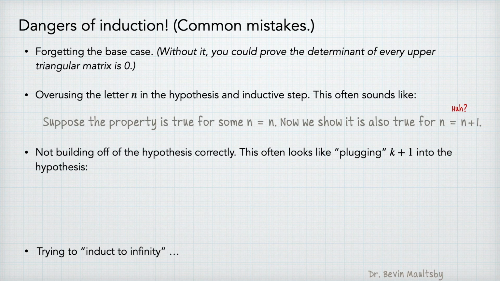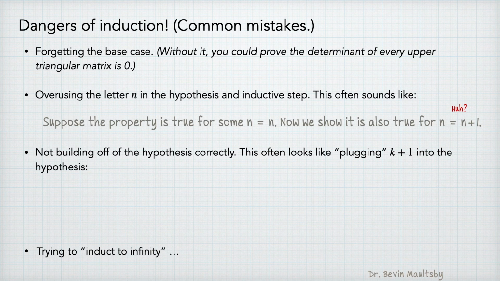So I think I may have taken this exact phrasing from an actual student proof, but I recommend for the inductive hypothesis and step, parts 2 and 3 of your proof, that you switch from the general notion of an index n to a specific integer called k.